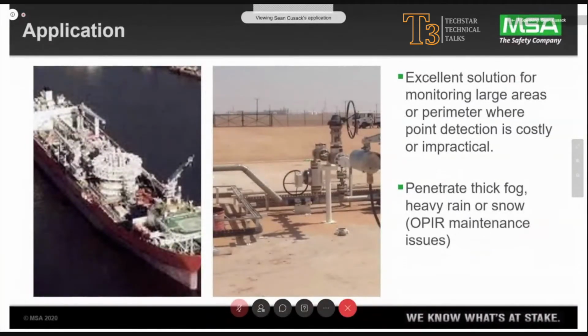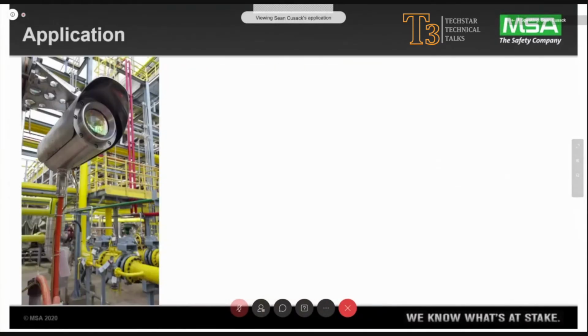Let's get into a little bit of application. So obviously being a line of sight or open path, it's excellent for line of sight and perimeter monitoring in large areas where point detection can be expensive to install, impractical, and even expensive to maintain. What's nice about these is it works in thick fog, heavy rain, or snow, whereas a traditional NDIR open path typically will have some maintenance and weather concerns.